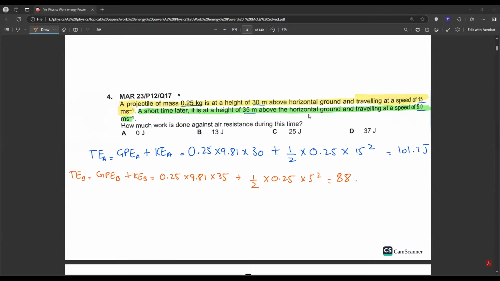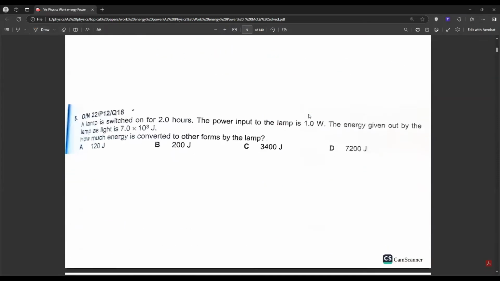Perfect. Let's do it accurately. Can you calculate the difference in energy? The difference in energy will be your work done against air resistance. 101.7 minus 88.96. Your difference in energy is roughly 13 joules. B is your answer. Let's further move ahead.